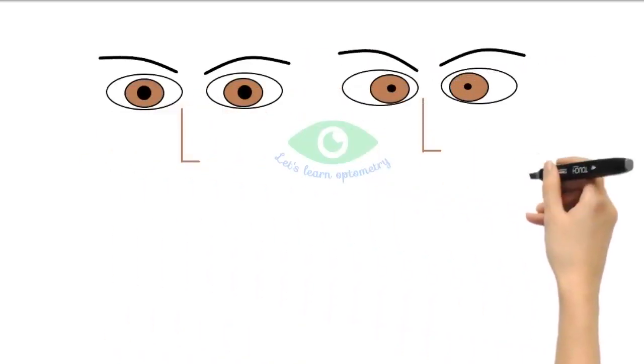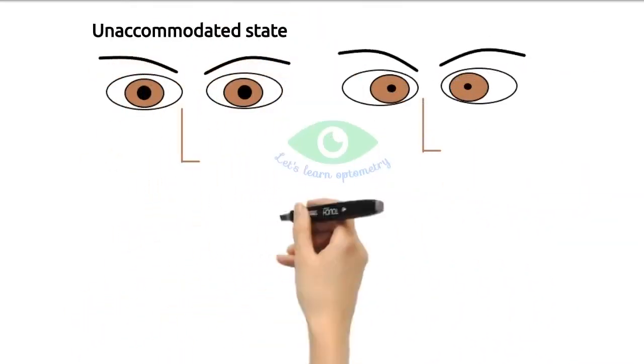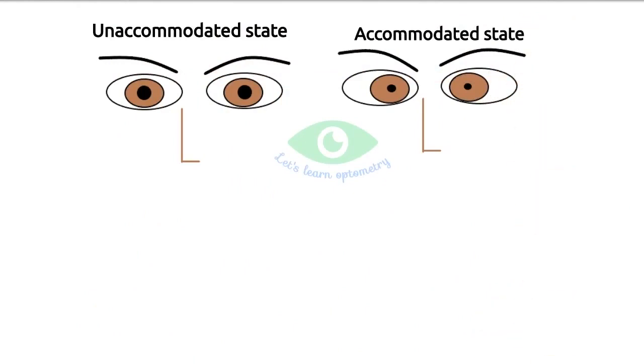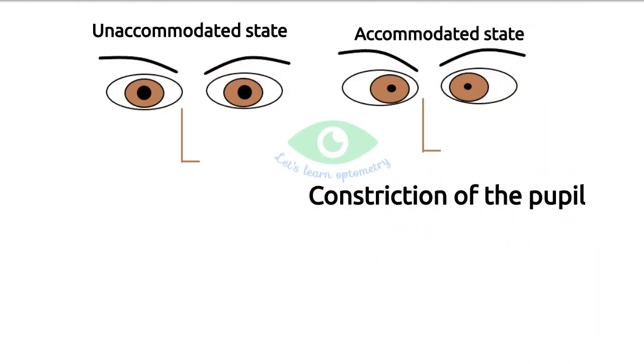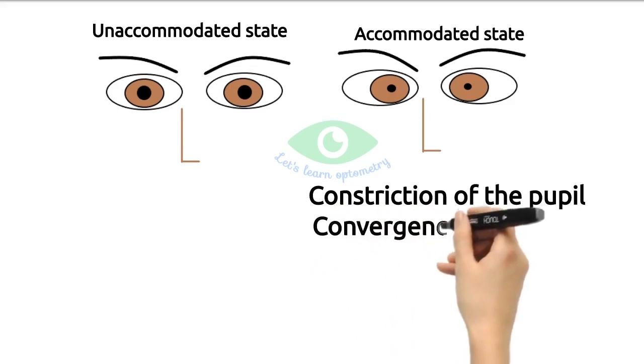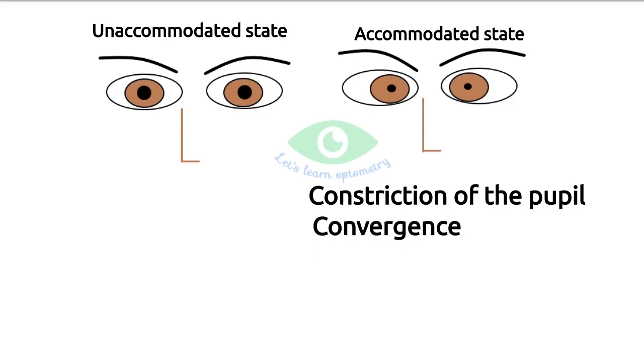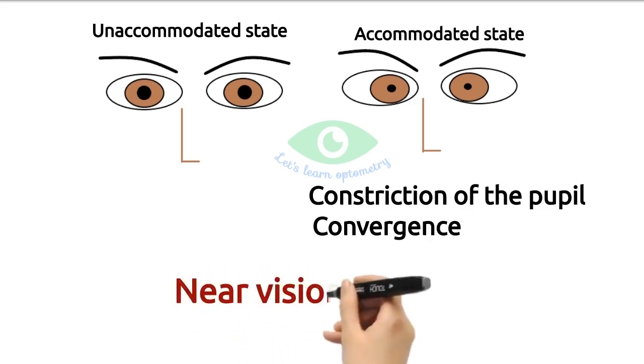When we see a near object, in addition to accommodation, there also happen two other important changes. The pupil constricts. It increases the depth of focus and also eliminates the spherical aberration. And the eyes will converge. So, accommodation, constriction and convergence together are called the near vision triad.